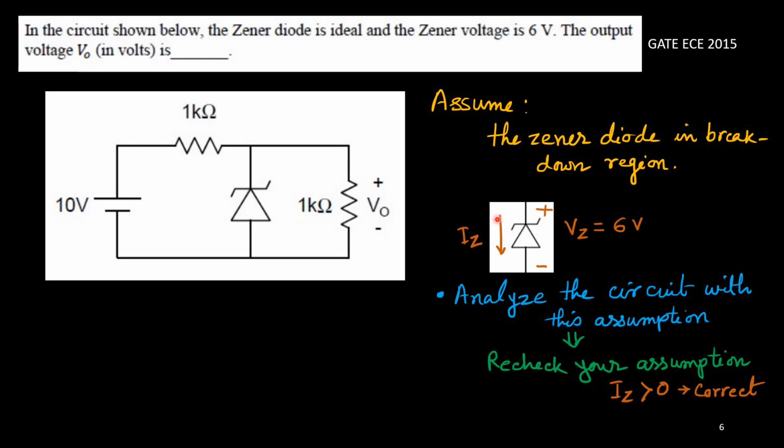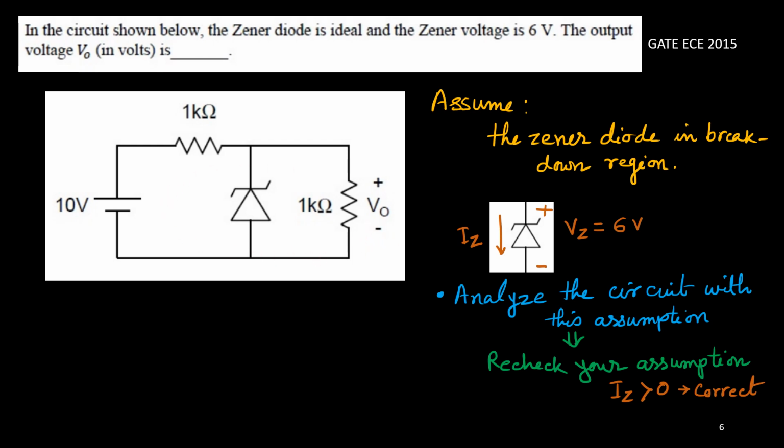So once you assume it is in breakdown region, obviously it is reverse biased, so current should be in this direction. But at the end, if we find that the current is in the opposite direction, that means our assumption is wrong. It is not in breakdown region. This is the way we'll check. And if it is not in breakdown region but in reverse bias condition, the diode will not work, and the current through the diode will be 0. Then we should analyze the circuit again and get the output. So let us see this problem.